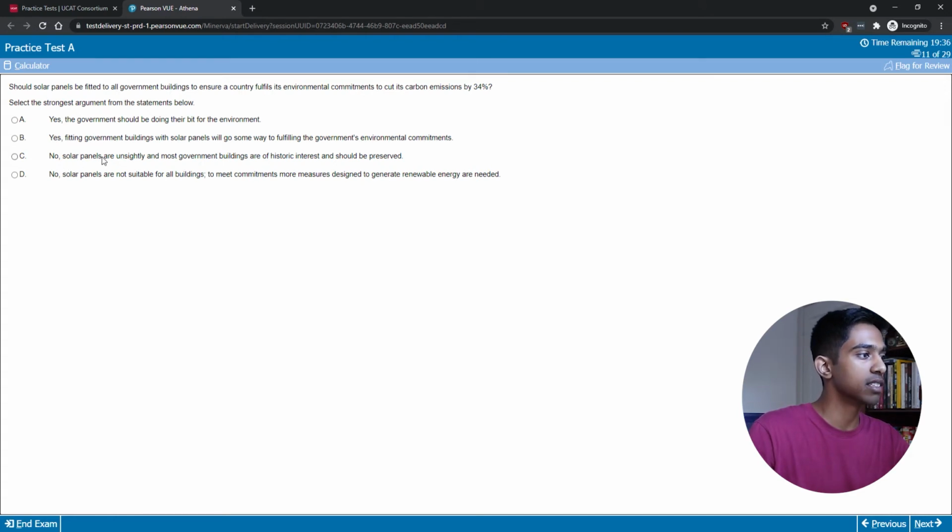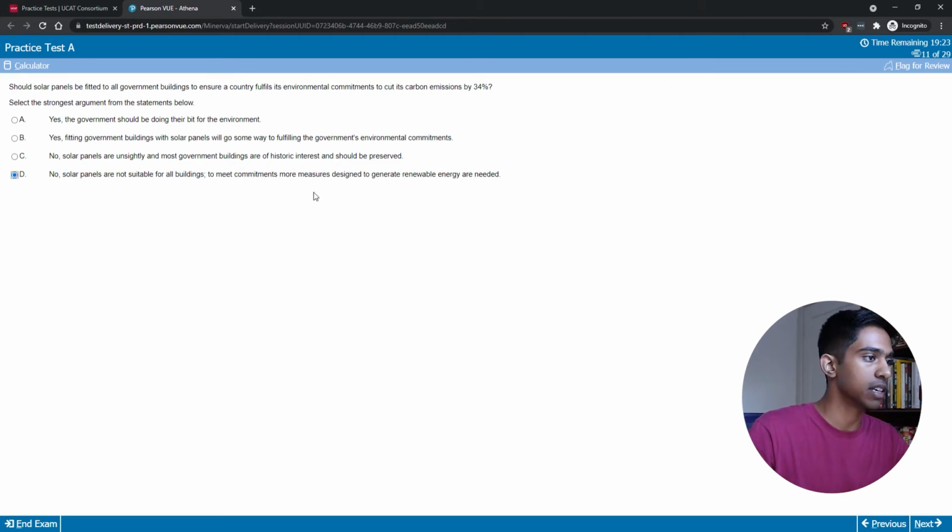No, solar panels are unsightly. This is definitely not it. No, solar panels are not suitable for all buildings. To meet commitments, more measured designs to generate renewable energy are needed. So I think it would be D here because it talks about the government buildings, which is not all buildings, and then to meet commitments addresses this part of the prompt as well.